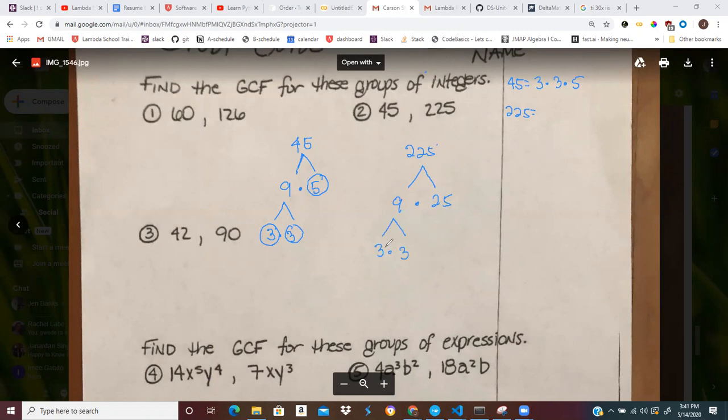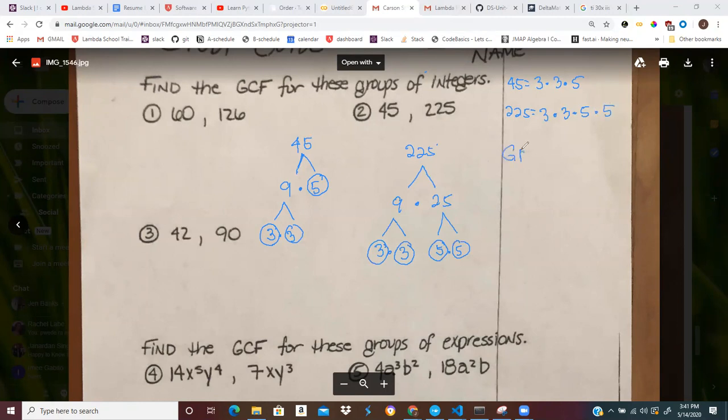But 3 is a prime number, so I'm going to circle that. For 25, the factors of 25 are 5 times 5, and these are also prime. So I'm just going to copy that here: 3 times 3 times 5 times 5.